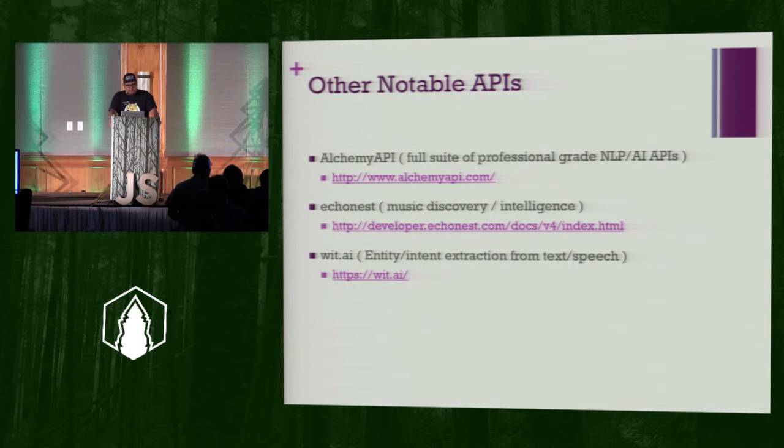And lastly, these are some of my favorite APIs around intelligent tasks. So Alchemy API is a great full suite of professional grade NLP AI suites. They have things for sentiment or entity extraction or other things related to natural language. I think they also do face detection and things like that. EchoNest is probably my favorite API of all time. It's used for music intelligence and music discovery. And then Wit AI is a helpful API I've seen that people use for entity extraction or intent detection in text and speech.